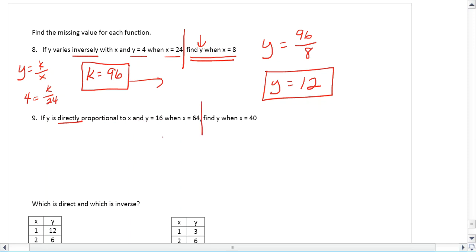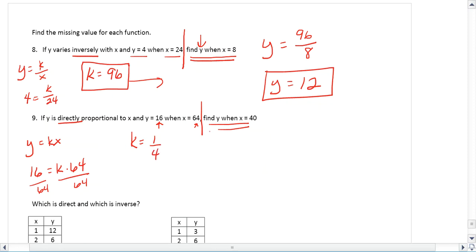So let's just stop there. Again, the strategy is to find the k first, and then we'll go on and finish the second half of the problem. So for direct, write down y equals kx. Plug in the 16 and the 64. So 16 equals k times 64. And then if we divide both sides by 64, we're going to get a fraction, 16 over 64, which reduces very nicely. If I did this right, it reduces to 1/4.